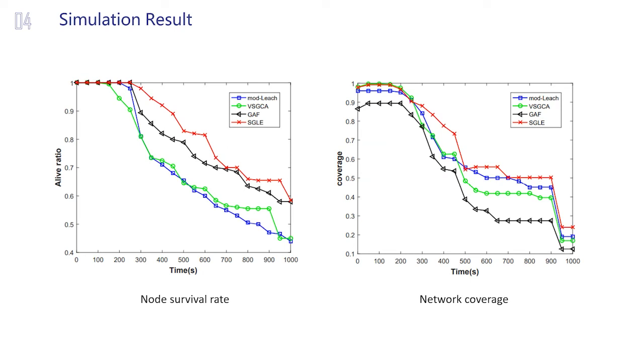The left figure shows the comparison of node survival rates. We can see that the node survival rate of the SGLE algorithm is higher than the models with GCA and GAF at the same time and under the same conditions. The right figure shows the comparison of network coverage. The network coverage of the SGLE algorithm is higher than the other three algorithms because the SGLE algorithm has fewer dominant nodes and its network coverage richness is relatively large.